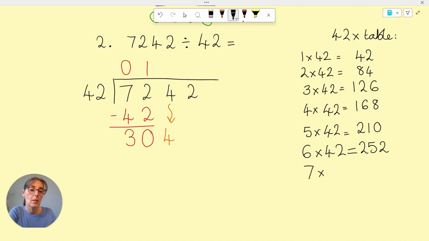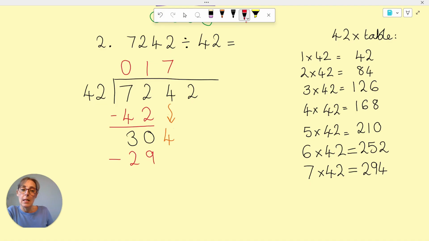7 add 42, 252. 62, 72, 82, 92, 294. So I don't think we're going to get any further with that. I think it's going to be 7 lots, because 8 lots would be a lot bigger than that. So we have 7 lots of 42, which equals 294.